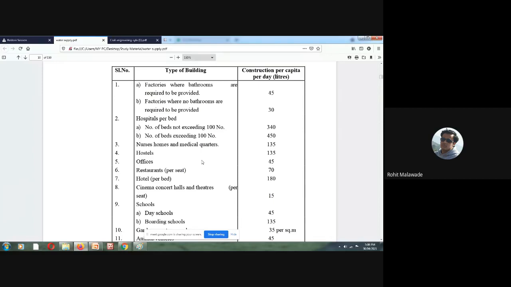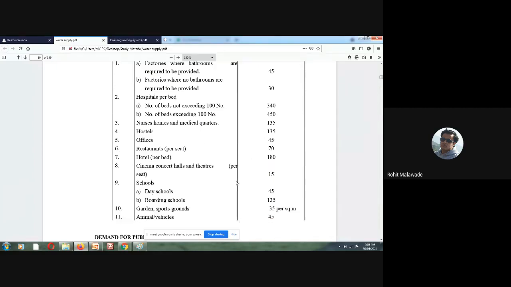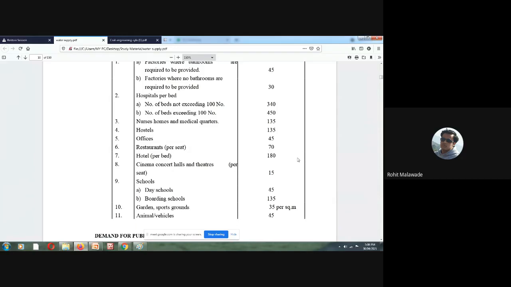But some figures again reach 135, and for hotels it is 180. In restaurants and hotels with lodging, there is cleaning of the lodge or hotel, washing of utensils and basins, bathing, and washing of clothes, so per capita it comes up to 180 LPCD. For cinema halls, hardly anyone goes beyond the urinals, so it is 15 liters. Schools come to 45.